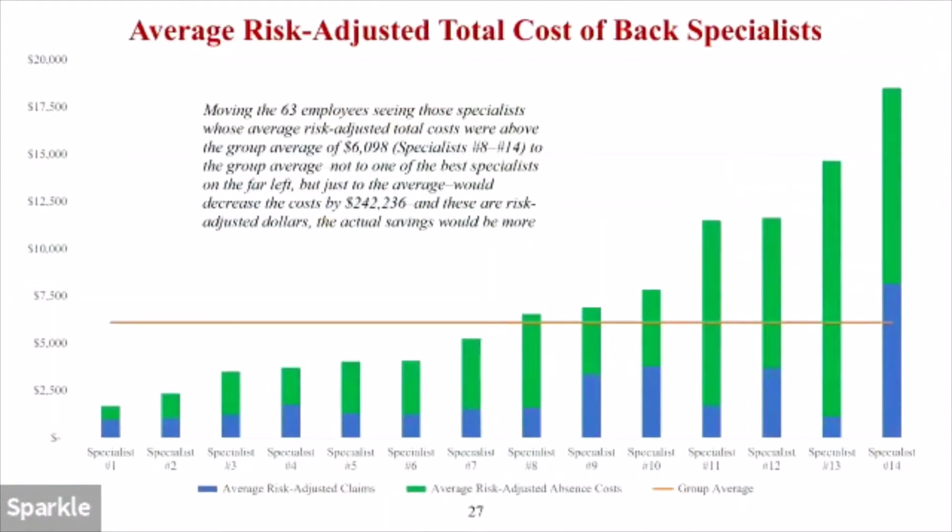This chart just graphs out those 14 doctors. So the orange line is the group average of $6,098. The 7 doctors that are doing worse than average, their columns are on the far right above the orange line. So if you took their 63 patients and moved them down to the orange line, you would save your $242,000. If you moved them to one of the better doctors on the far left, you'd save a lot more. And remember that these are risk-adjusted dollars. We took the dollars and divided them by the risk score so we could compare everything on a level playing field. So the actual savings would be more.